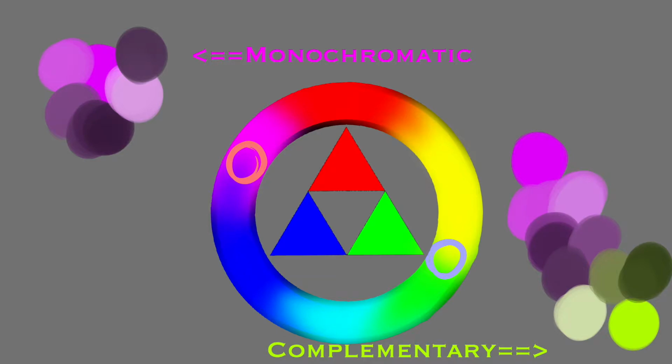Complementary. Pick 2 colors that are opposites on the color wheel. Everything is a tint, tone, or shade of those 2. Use mostly one and save the others for details, or it might feel too loud and cluttered.